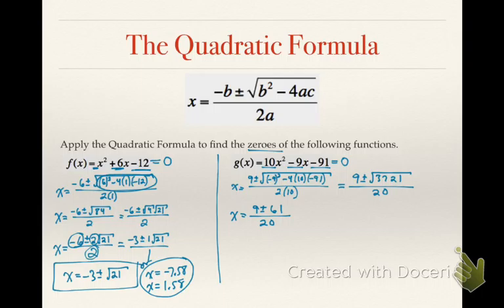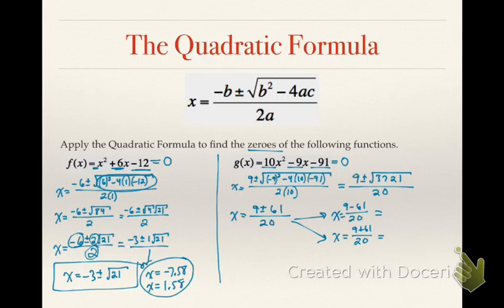Since I have the plus or minus and no radicals, I'm going to separate my answer into two parts. The lower one is going to be 9 minus 61 over 20, and the larger root is going to be 9 plus 61 over 20.